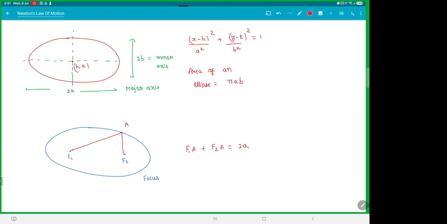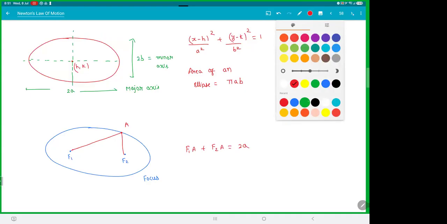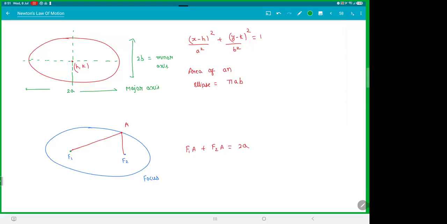It also has other very nice properties, which you'll see later on in ray optics. If you send a light ray passing through F1, it will always pass through F2. Meaning, if someone sends a light ray through F1 and this was a mirror, it will hit the mirror, bounce, and go through F2.